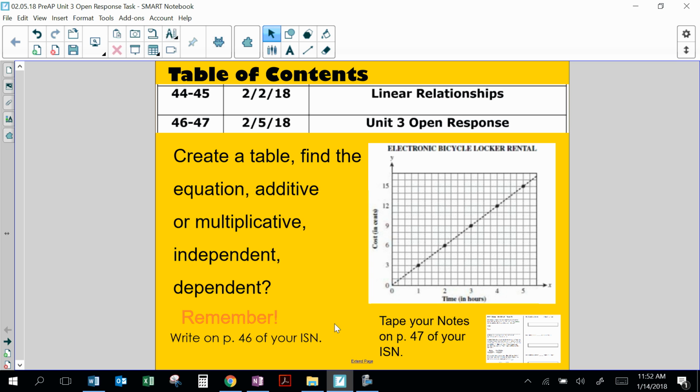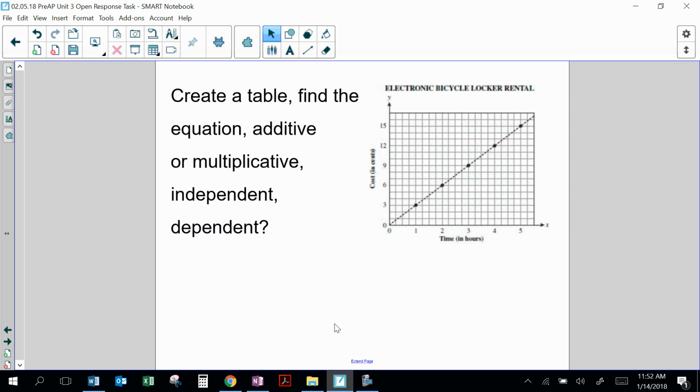Hello, this lesson is over getting ready for our Unit 3 open response task. So let's look at this graph. Can you create a table, find the equation, additive or multiplicative, independent and dependent variables? So first of all, let's make a table.